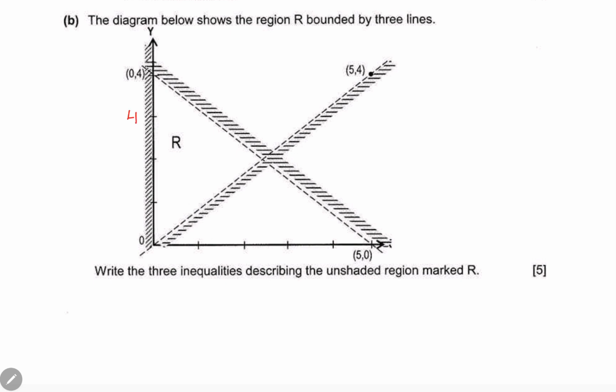Next we can call whichever as line 2. Let's call this one line 2. We are going to go clockwise. Then we call this one our line number 3. So let us start with line 1.